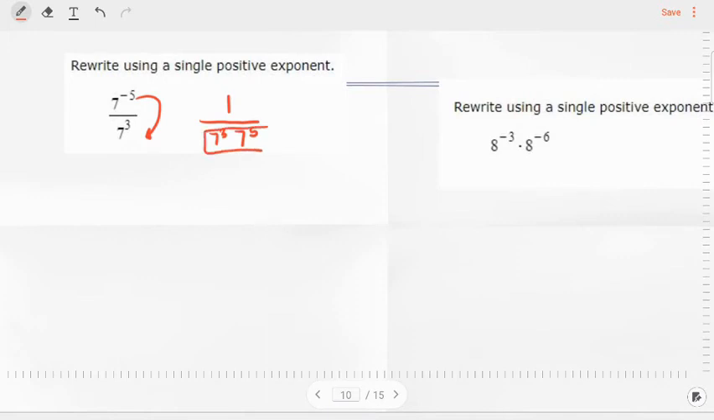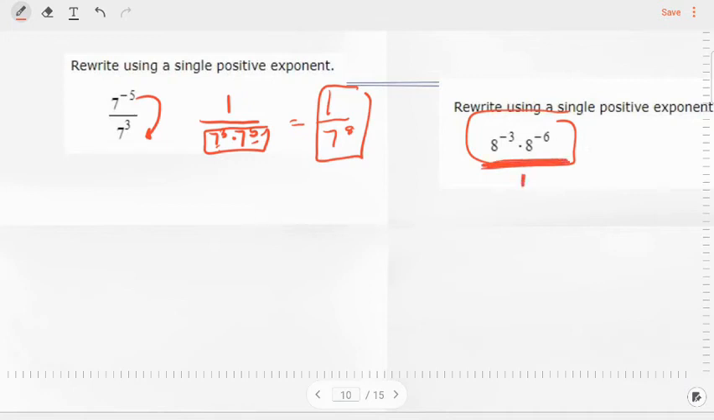Now that these are both on the bottom, I can use my rule of, hey, there's 3 and there's 5 7s for a total of 8 7s. And that 1 stays as my placeholder on top. So let's try this one. So right now I have 2 negative exponents, and I don't have a fraction, but I'm going to draw it in. And I'm going to say, right now there's an imaginary placeholder of 1.